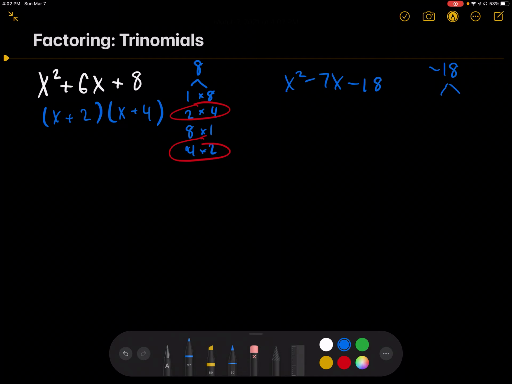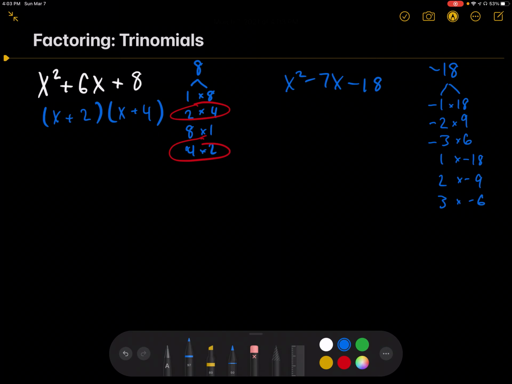So there's going to be some certain things. We've got negative 1 and 18. We've got negative 2 and 9. We've got negative 3 and 6. And these are all being multiplied together to get to negative 18. And then we also have 1 and negative 18. We have 2 and negative 9. And then we have 3 and negative 6. So those are all the possible ways that you can get to negative 18.